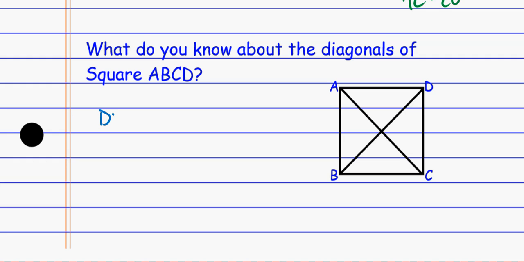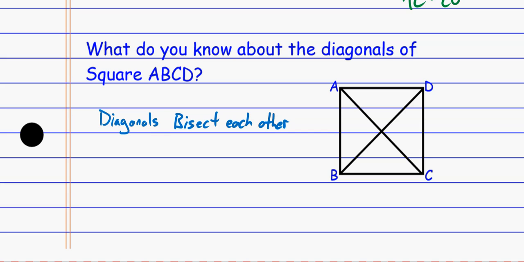So I know that the diagonals will bisect one another. Okay, and I know that because the square is a parallelogram, and that's a property of parallelograms. But then in addition to that, I also know that a square is a special parallelogram.